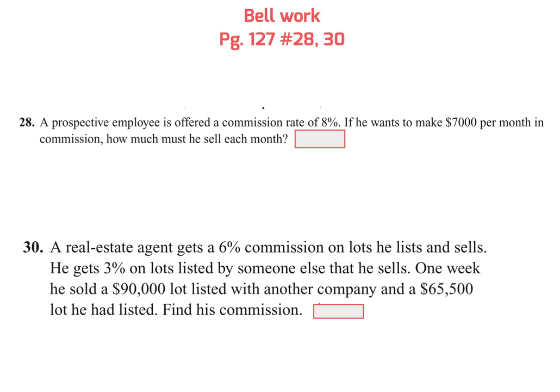If I take how much he sells, which I do not know, so I'm going to put a variable, and I multiply it by his commission rate, which I do know, and I'm going to put that in terms of decimals, that will equal his commission amount, which I also know. So for this one, you should have taken 7,000 and divided by 0.08. You would have gotten 87,500.